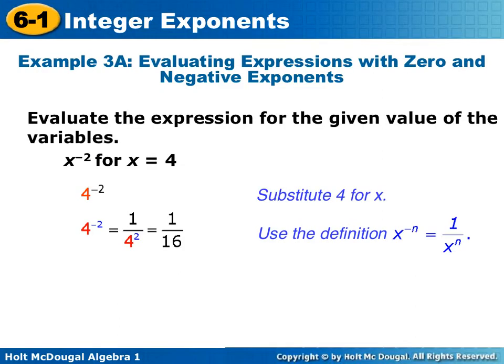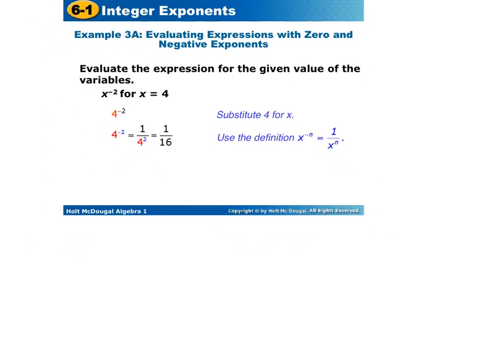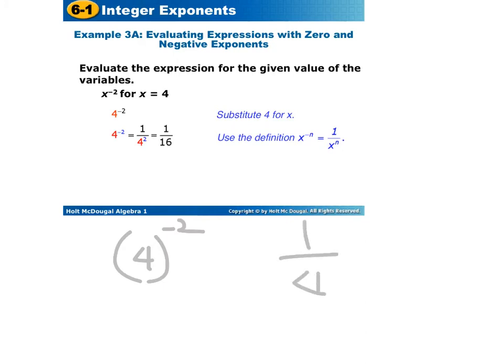Now we're going to look at variables. Okay, next, we're going to evaluate. Whenever you evaluate a variable, when you replace a variable, you're going to put it in parentheses. In this case, the x was positive, so it really didn't matter. So a negative exponent makes it a fraction. So 4 squared, 16.